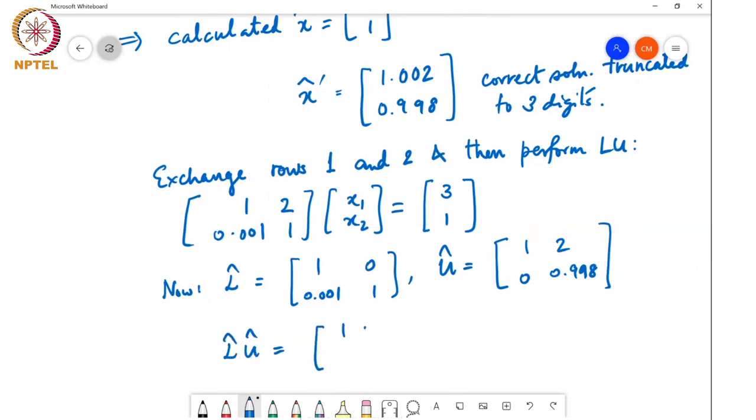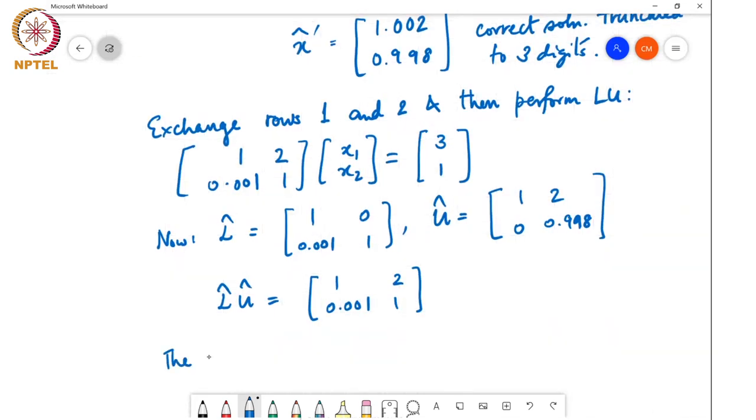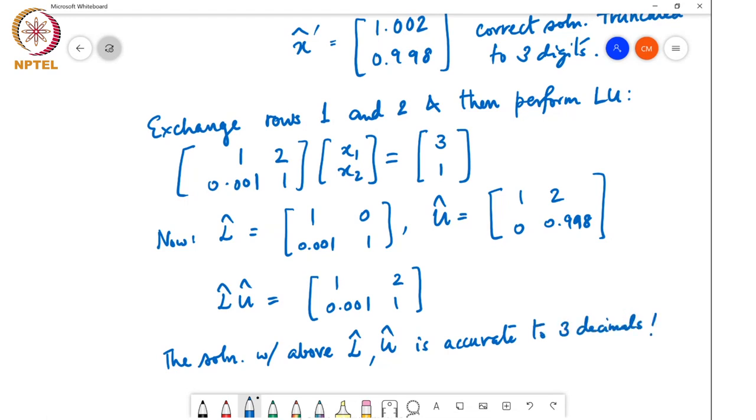And if I now compute L hat, U hat, that will be equal to 1, 0.001, 2, 1. And if you use this L hat, U hat, the solution with the above L hat U hat is accurate to 3 decimals. Which is, in other words, it gives exactly this solution that I wrote earlier.